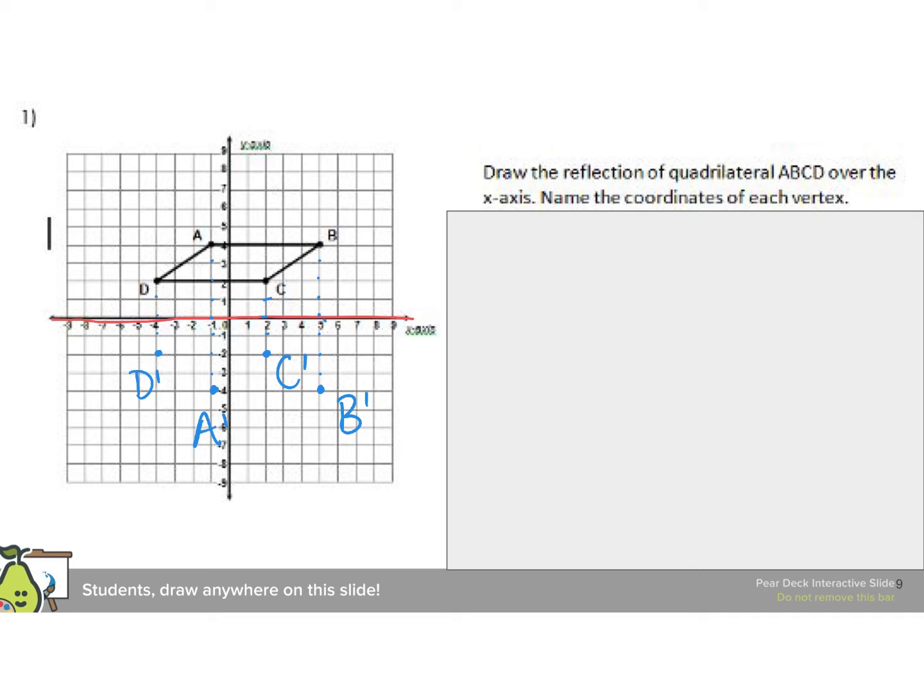Carefully connect. These lines are straight, and then the other lines will be slanted. So here is our reflection. We just flipped it right on over. And now we need to record all of these coordinates. The hard part is A, B, C, D. And then we're just going to remember that the x's will be the same, and the y's will become their opposites.